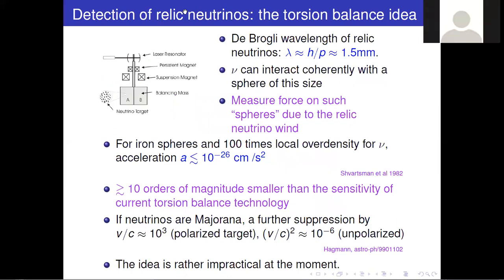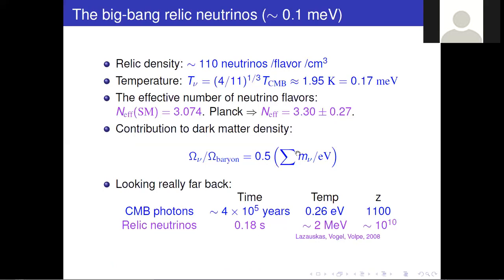Hello? Yeah. I have a question on the previous slide. In the N effective, when you get it from experiment, is there any theoretical assumption in this number that neutrino does not decay? In N effective from Planck? Yes. So the theoretical assumption is the standard model.